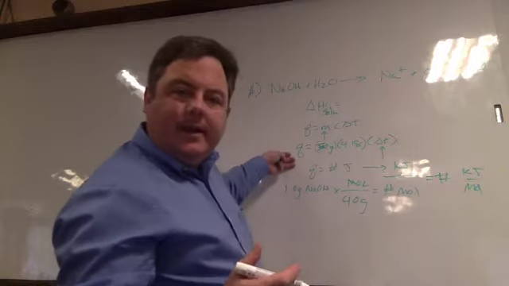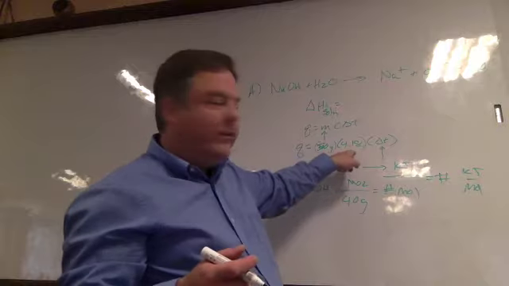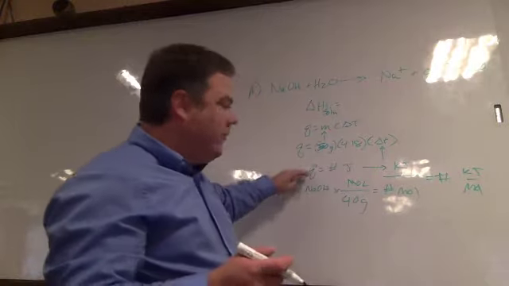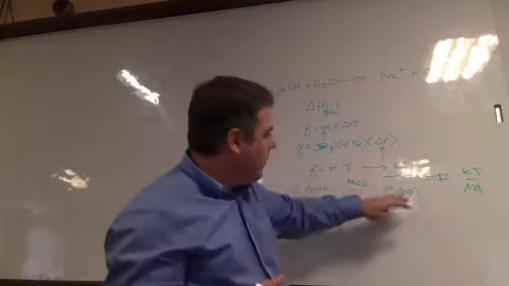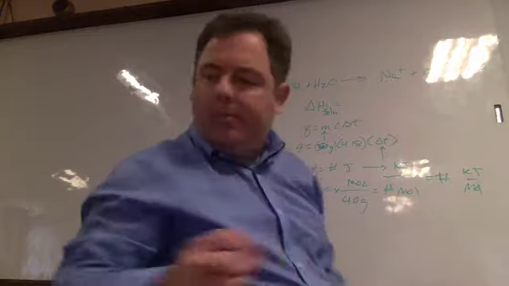Q equals MC delta T. How much did the water heat up? 50 grams of water times its C times its change in temperature gives you the joules. And then you can do joules per mole of NaOH that I dissolved. That's part A. Part B.